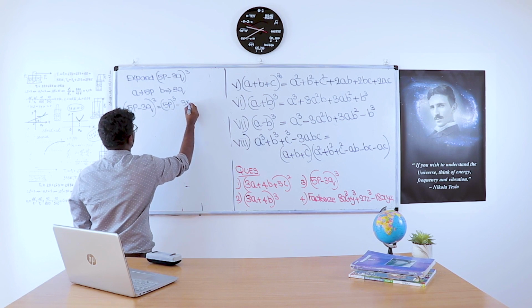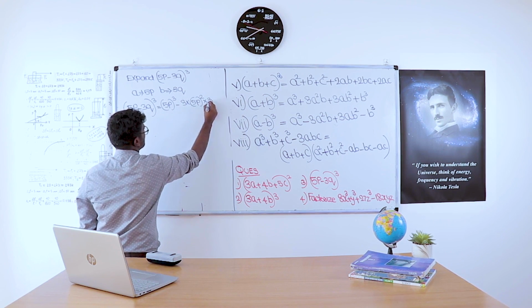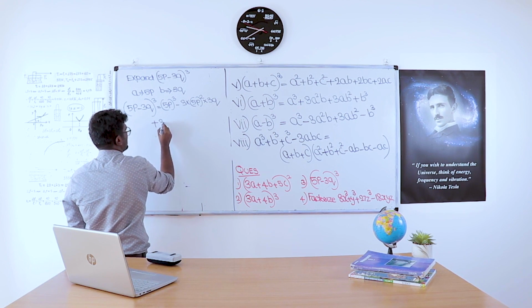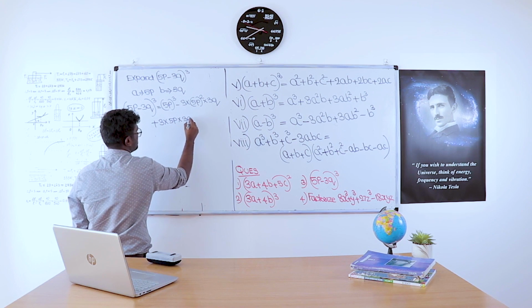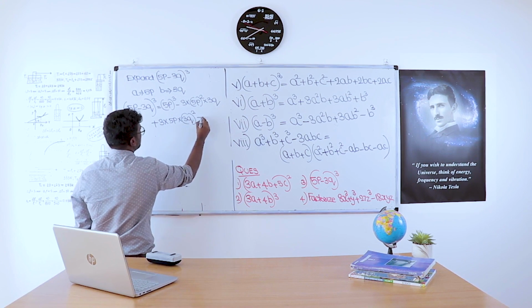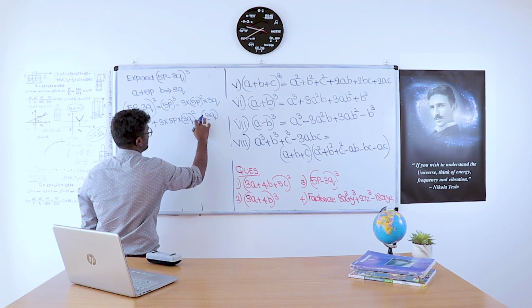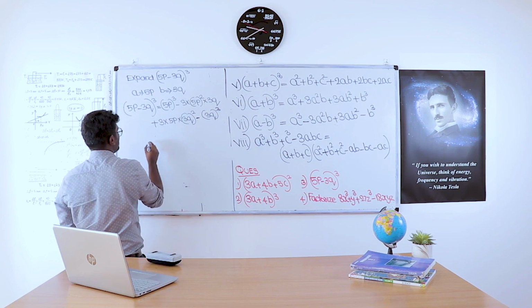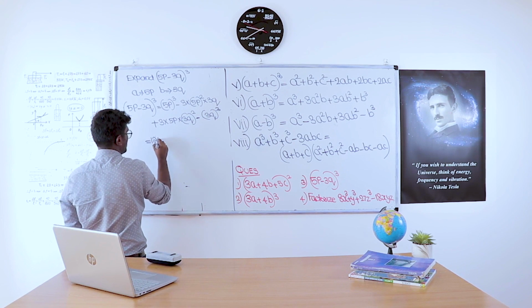3 into what is a? (5p) the whole square into what is b? 3q, plus 3ab square. 3 into what about a? 5p into what about b? (3q) the whole square, plus b cube, (3q) the whole cube, not minus b cube. Alternate plus and minus signs are there. So minus b cube. That is equal to 5 cube is 125.